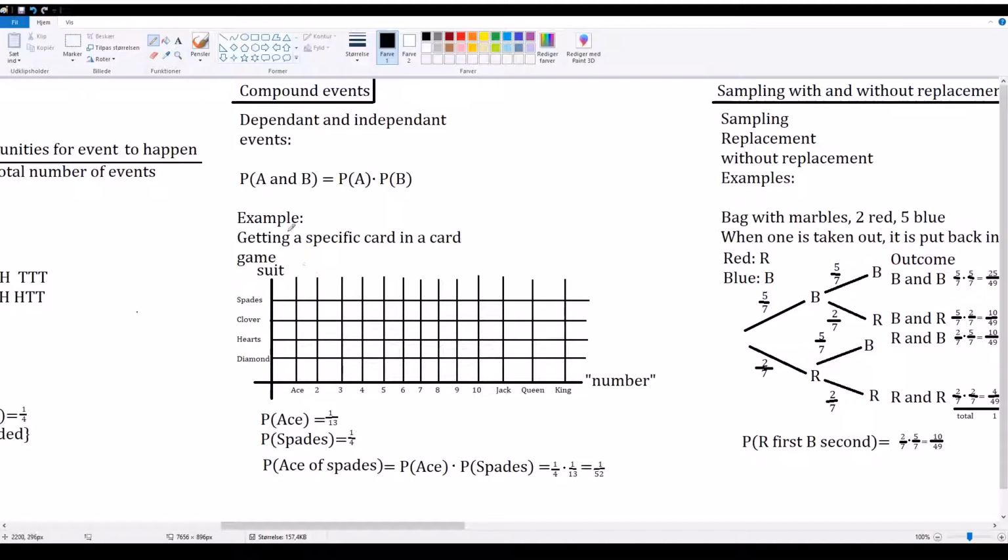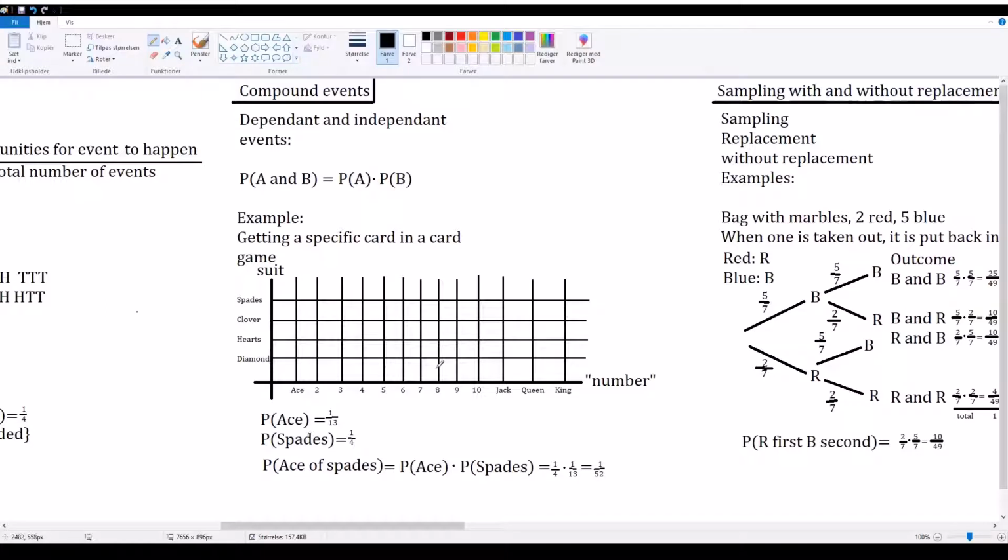And essentially the dependent result is the one that depends on 2 other results happening, and the independent ones are the single results or outcomes. So the chance of getting an ace is 1 out of 13 because there's 1 here and there's 13 other numbers which it can be.